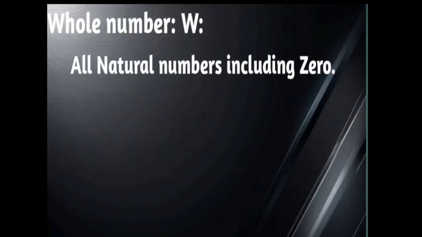Okay, let us move on to the next one, whole numbers. Whole numbers are all natural numbers including 0. I already told you that natural numbers start from 1, 2, 3. These numbers are natural numbers, right? Whole numbers include 0: 0, 1, 2, 3. These numbers are called whole numbers.